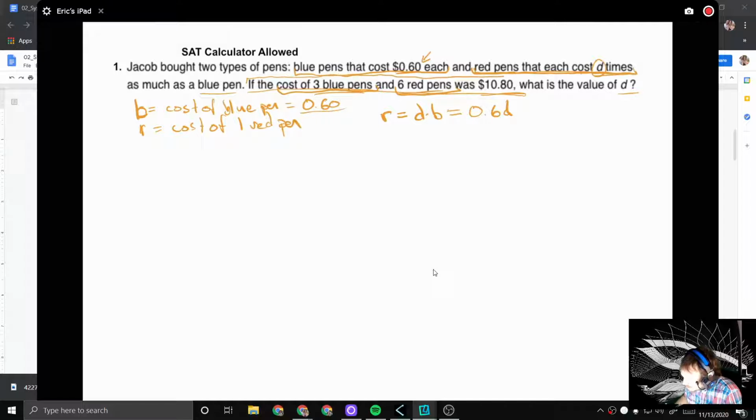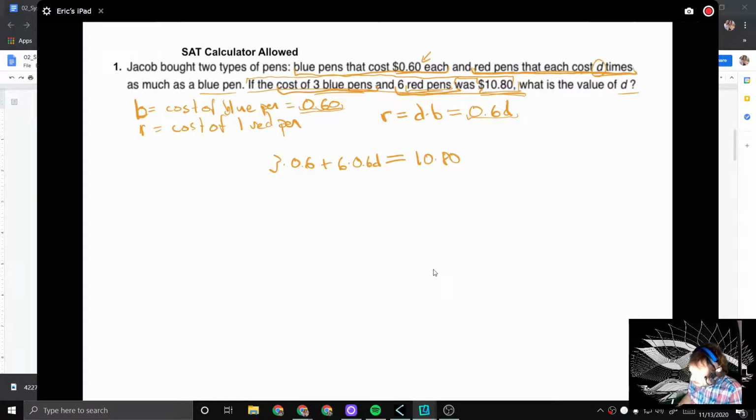So I have an expression for R, I know the value of B, and I can now look at this sentence here that's telling me a relationship. This is basically an is, it's an equals sign. So I have this equality here. The cost of 3 blue pens and 6 red pens. Well, if one blue pen is 60 cents, 3 of them is going to be 3 times that. And if one red pen is 0.6D, then 6 of them is going to be 6 times that. And it equals 1080.